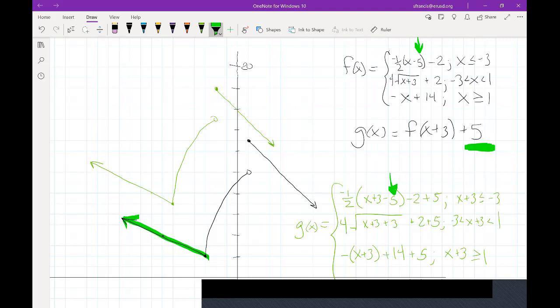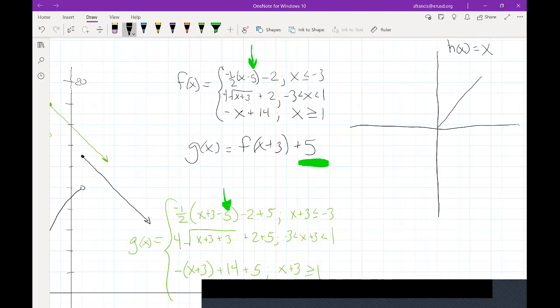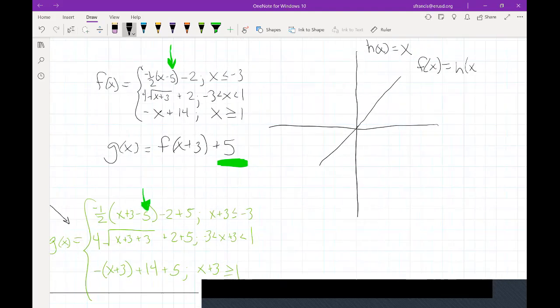So let me go over here for a moment and see if I can clarify what I'm talking about. Okay, so if you have the graph of, I'm going to use a different letter here, h of x is equal to x, we know that the graph would look just like this, right? Now, if you want to transform this graph to f of x equals x minus 5 minus 2, then the graph of F would take H and move it 5 units to the right and 2 units down. Are we okay with that?